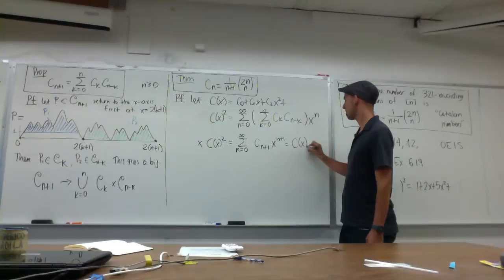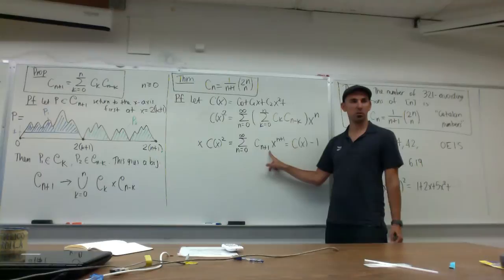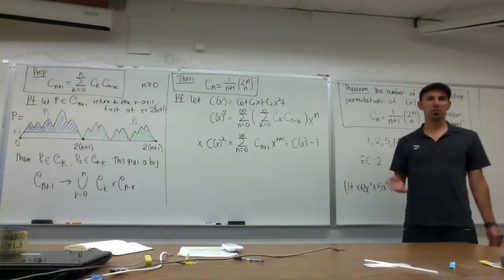This one starts at c1x to the 1. It's missing the first term, and the first term is 1. The first Catalan number is 1 because you're looking at paths from 0,0 to 0,0, and there's only one path, which is the trivial path.